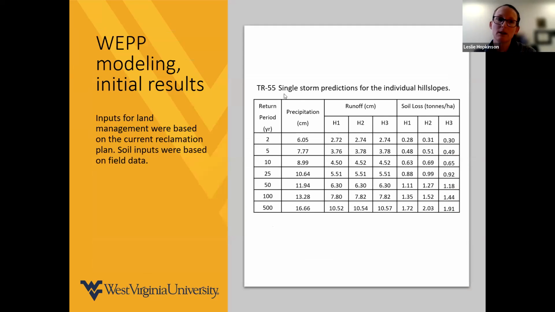So initially we ran WEPP modeling for single storm events, for TR-55 single storm predictions. This assumes precipitation takes a type 2 distribution, and we did the modeling for the 2, 5, 10, 25, 50, 100, and 500 year storm events. Not a lot of variability among the sites in runoff or soil loss, but we did see some variability in soil loss when we got to the higher frequency storm events.